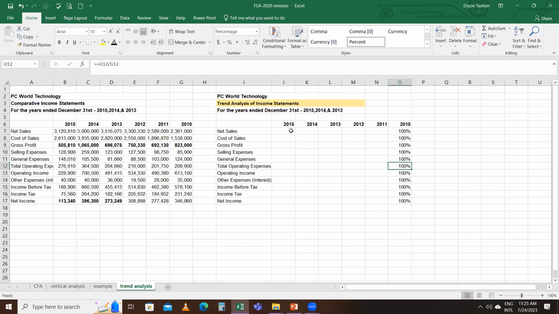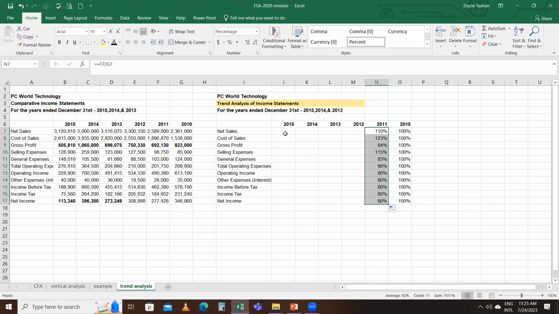Right? Now let's calculate the 2011 figure. So the 2011 figure we are going to take and divide it by 2010, the base year, to identify the change in 2011 compared to 2010. Right? So then I'm going to drag it down.